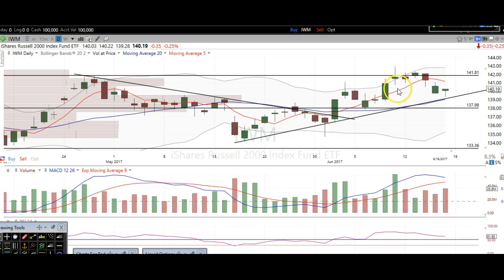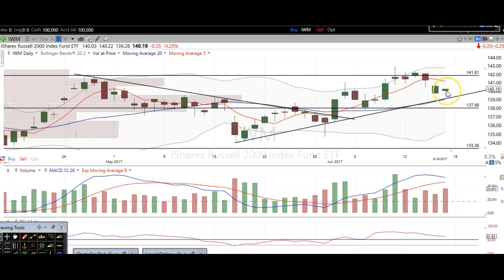We've got quite a distance between the 5-day simple moving average and the 20-day simple moving average. Usually when that happens, the 20-day simple moving average is a very nice buy point for support. So we'll see what happens.